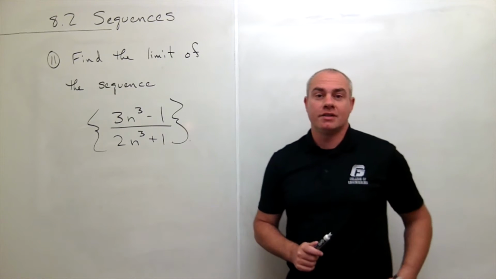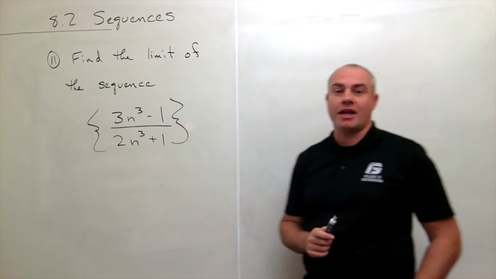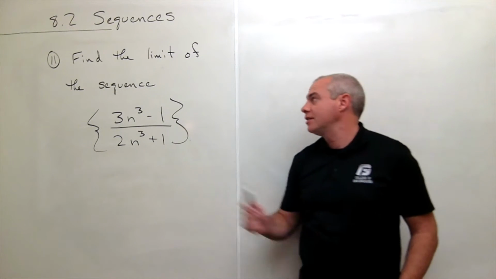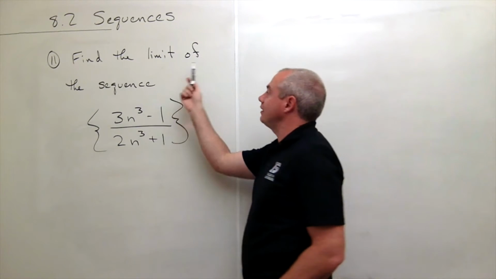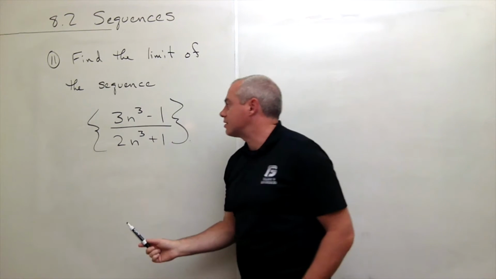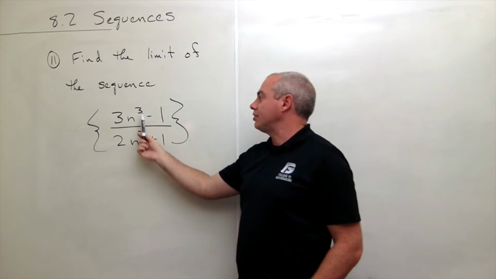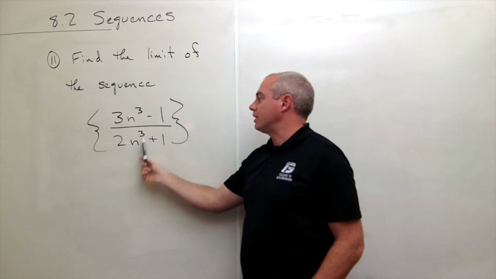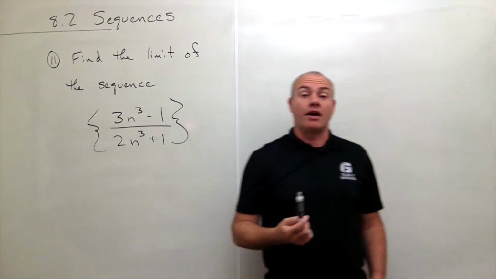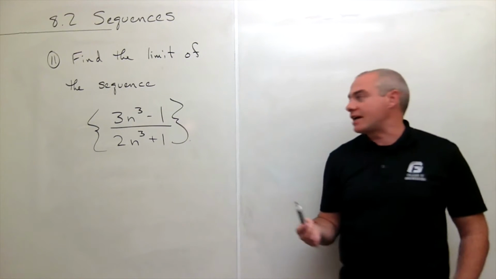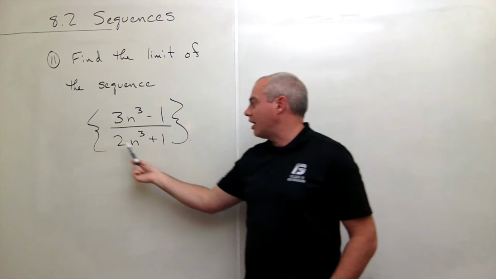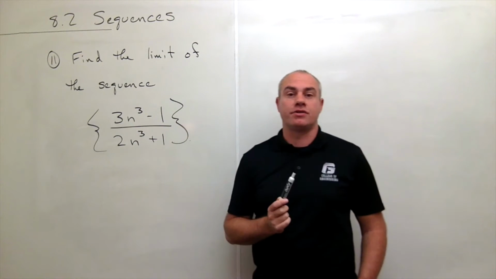Welcome back. Today I'll be talking to you about section 8.2 on sequences, and we're going to start with problem number 11 that asks us to find the limit of the sequence 3n cubed minus 1 divided by 2n cubed plus 1. All right, so when we say find the limit of a sequence, what we're really asking is, let's take the limit of this sequence as n goes to infinity.